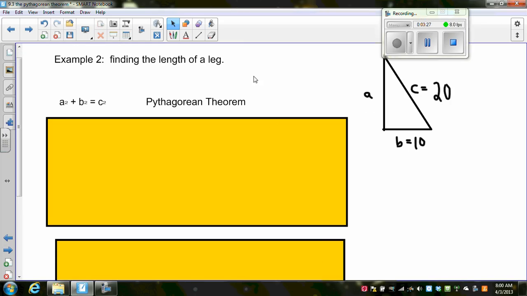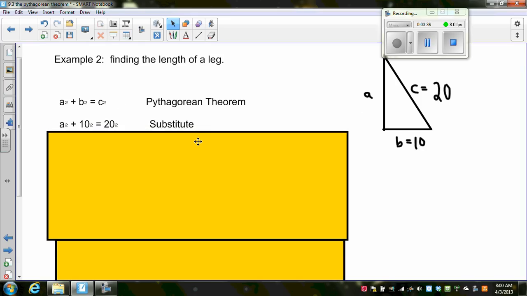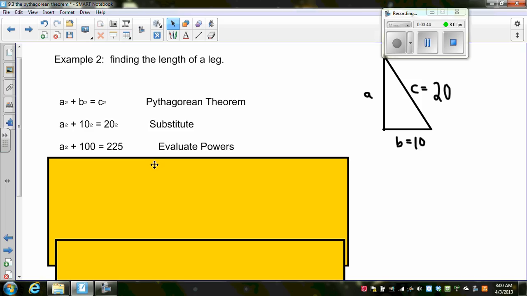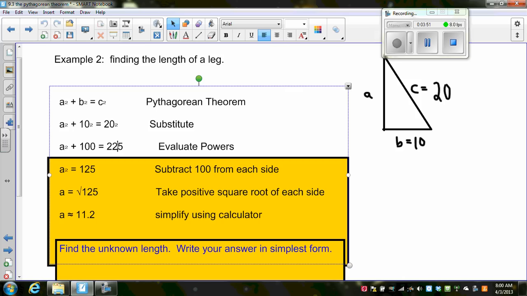Now what if instead of asking you to find the hypotenuse, I gave it to you and asked you to find a? We still can use the Pythagorean theorem, and we can still substitute for b and for c. So a squared plus 10 squared equals 20 squared. Well, 20 squared equals 400. Sorry, I made a typo.